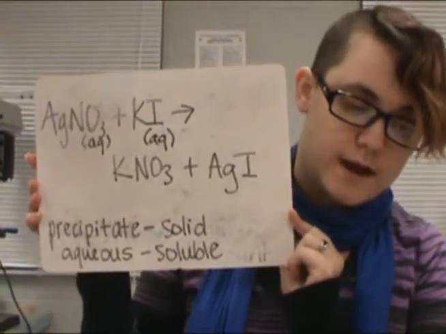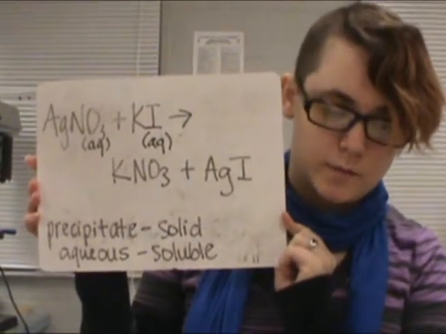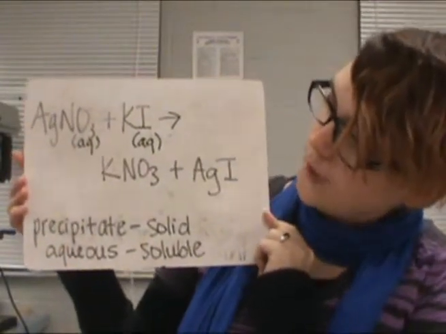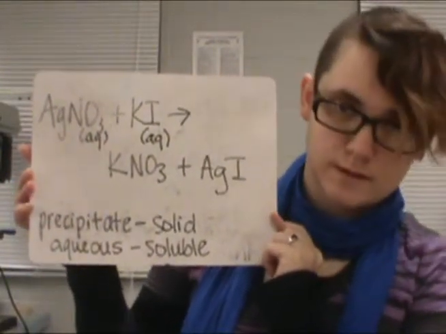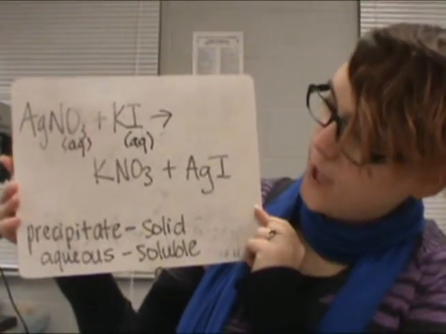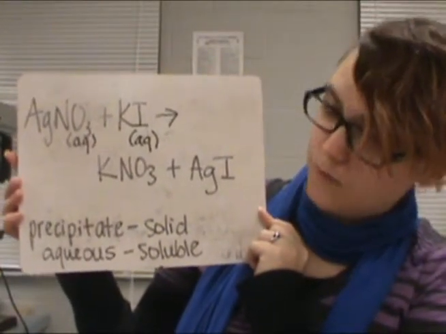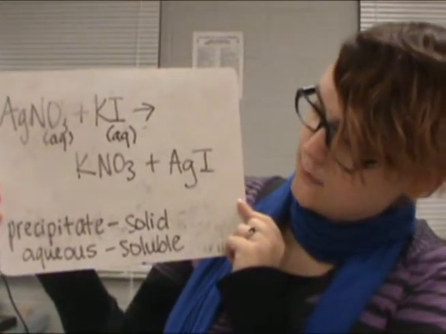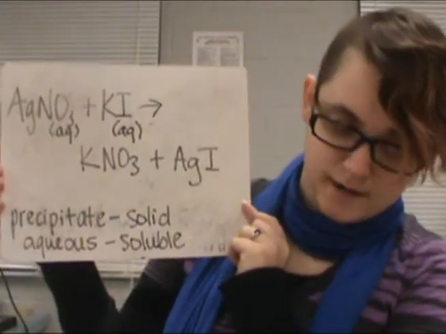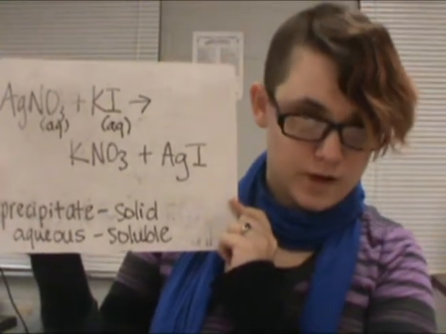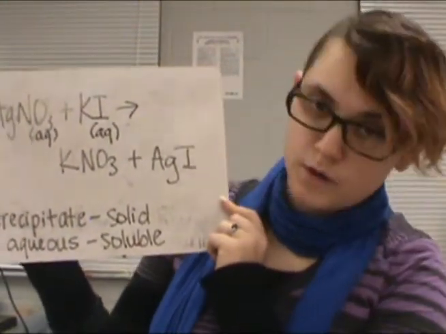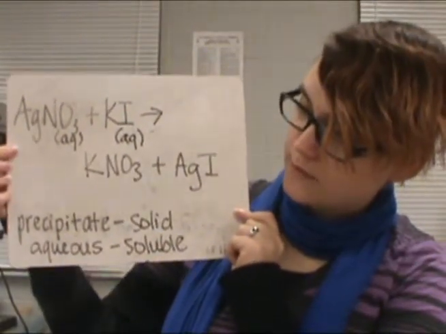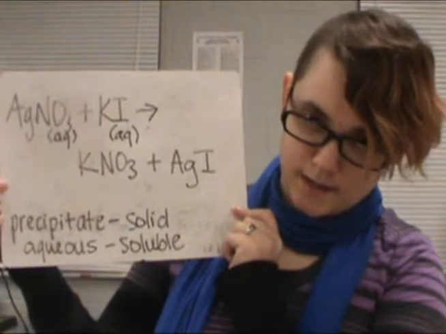Aqueous silver nitrate reacts with aqueous potassium iodide to form a precipitate. Write and balance the equation. AgNO3, which is aqueous, meaning dissolved in water, added to potassium iodide, also aqueous, meaning dissolved in water, yields potassium nitrate and silver iodide. What type of chemical reaction is this? We know that it's a double replacement reaction because there are 2 compounds on the first side and 2 compounds on the second side.